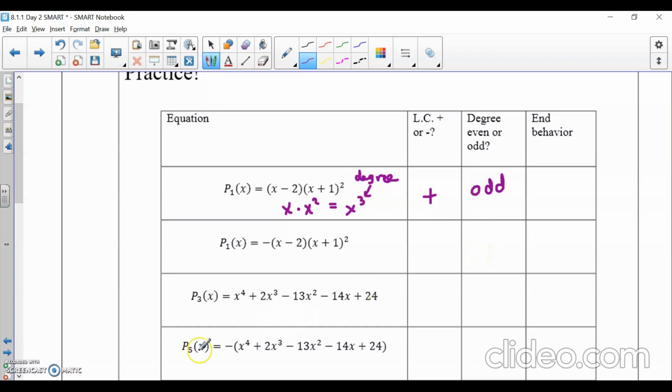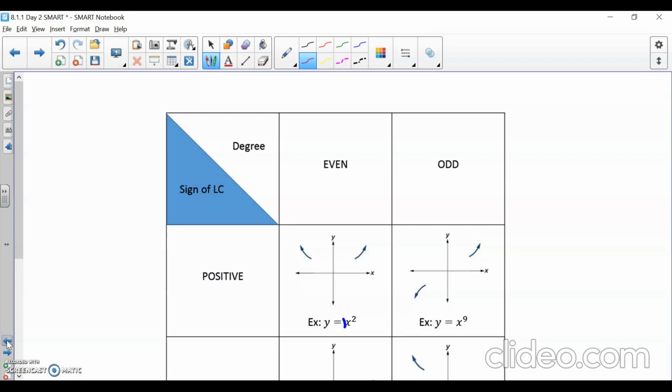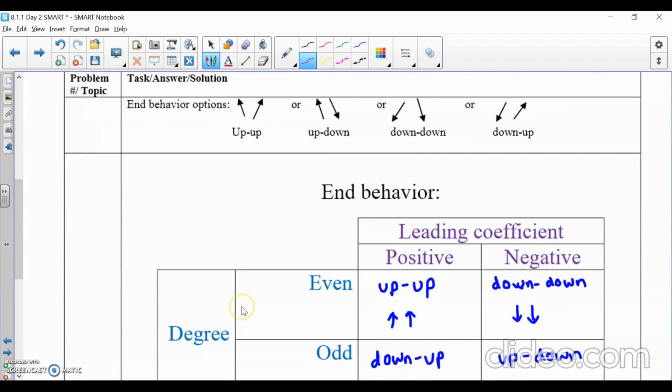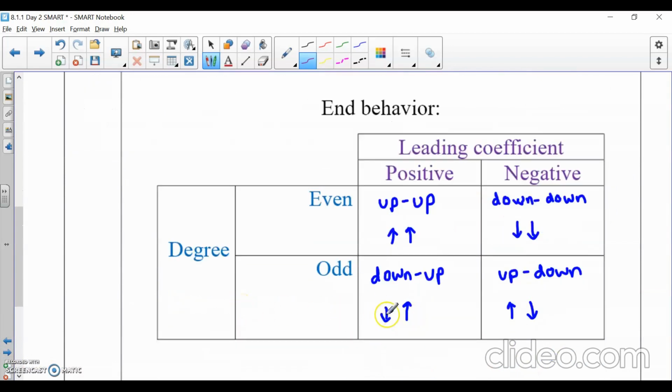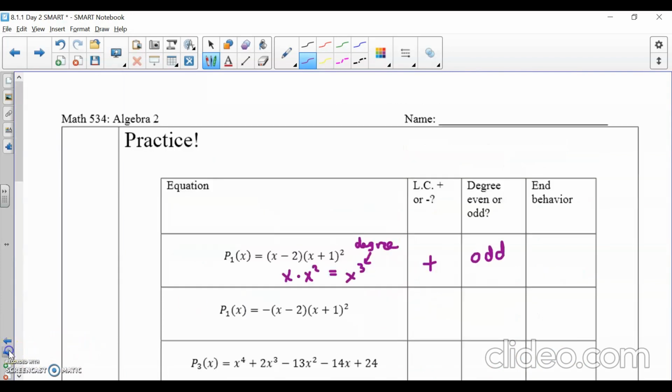Okay, now let's go ahead and look back at our table. We have a positive leading coefficient and an odd degree. Positive, odd, that tells us that we are going to be down, up. And we can look at this table too. Odd degree, positive leading coefficient, down, up. So we will write down, up.